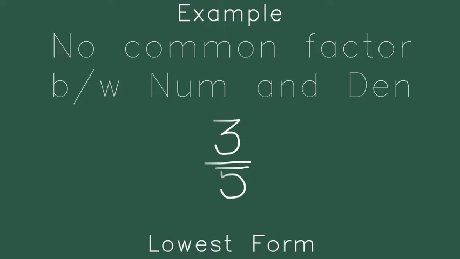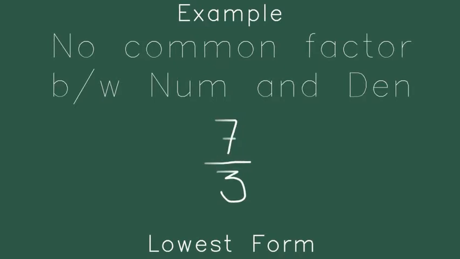Now let's say we have 3 by 5. 3 by 5 is going to be in its lowest form. It is in its lowest form because, first of all, there isn't any common factor between 3 and 5. I can't cancel something out of them because nothing properly divides out of them. And I can't make 3 into a smaller number, or make 5 into a smaller number. Why? Because they're prime numbers.